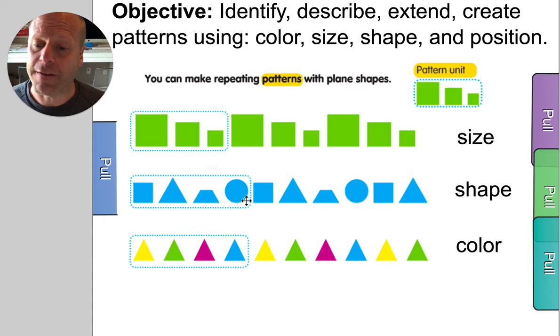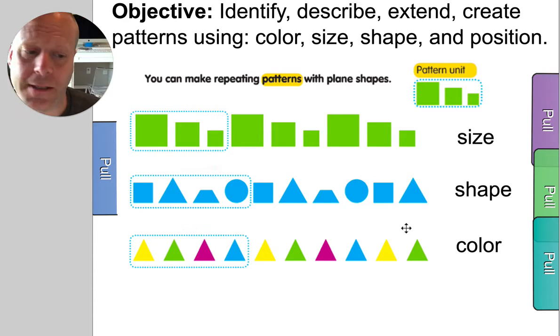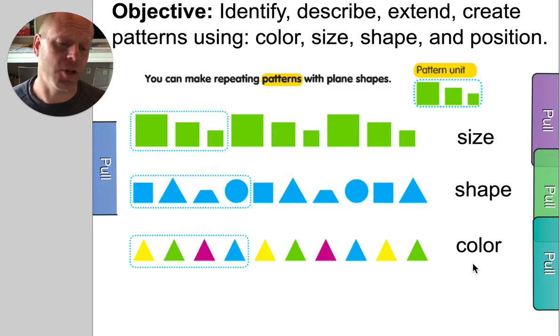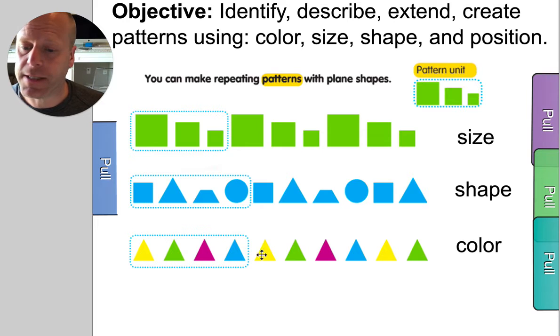We want to identify the pattern unit. We want to keep the pattern going using size, using color. Oh, color. That's the one I'm on next. Shape was what I meant to mention, and then color here. Yellow, green, purple, blue. Yellow, green, purple, blue. Yellow, green, purple, blue. You can predict what's coming next. You can find the pattern unit.